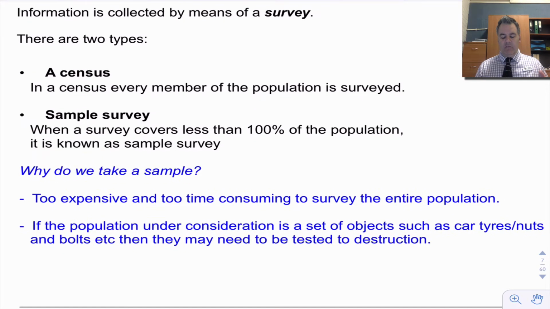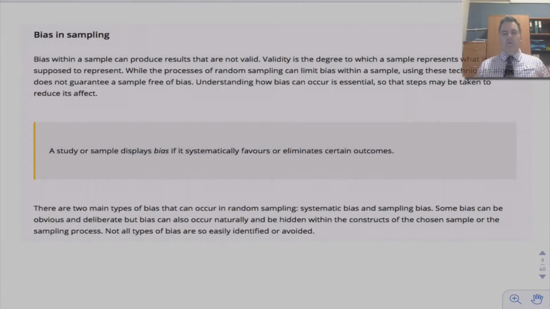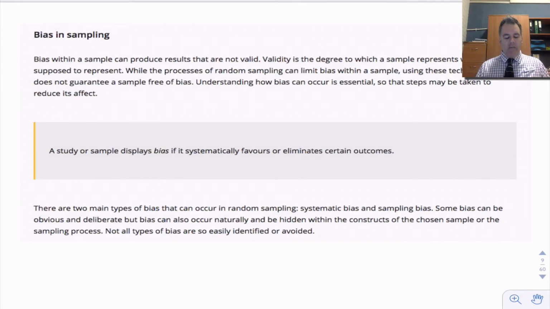Sometimes it just doesn't make sense to do a census either. If we want to look at the average weights of fish in a lake, it'd be impossible to catch every fish. So instead we take a sample of the fish. So let's quickly talk about bias. Bias happens when some members of the population are favoured over others in terms of people that are getting into our sample. So bias can come in so many different ways, from personal bias to the method that you're using. There's all kinds of ways that bias in surveys come about.